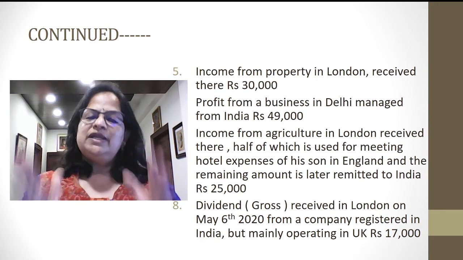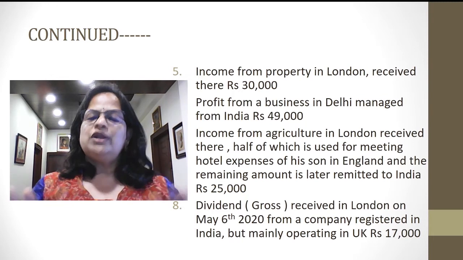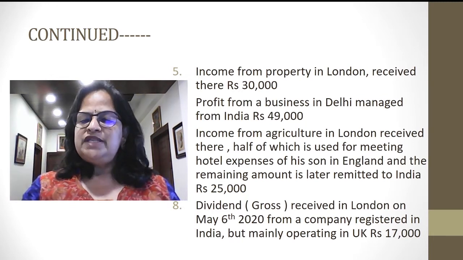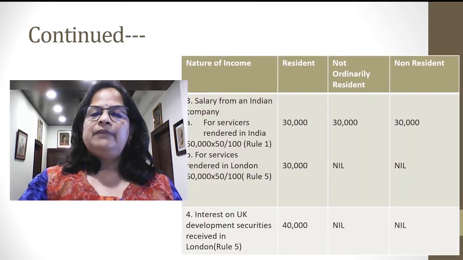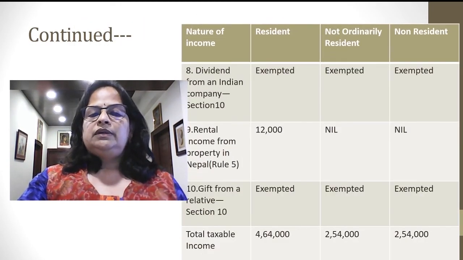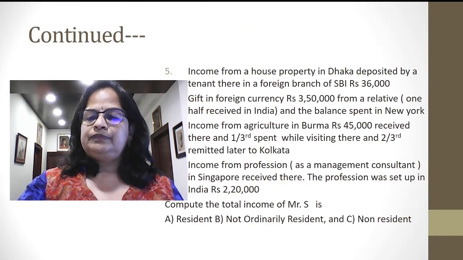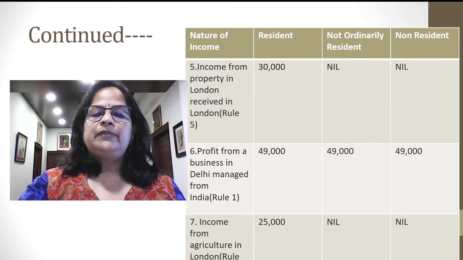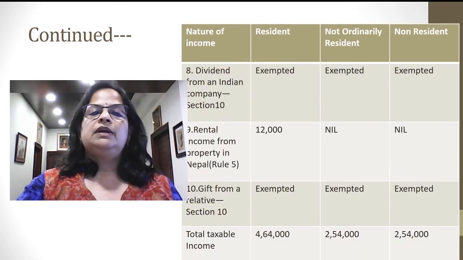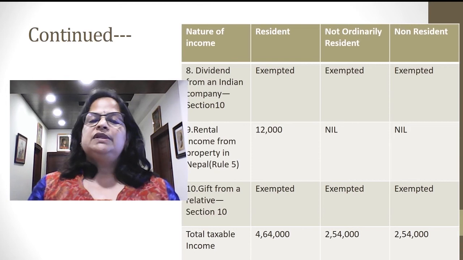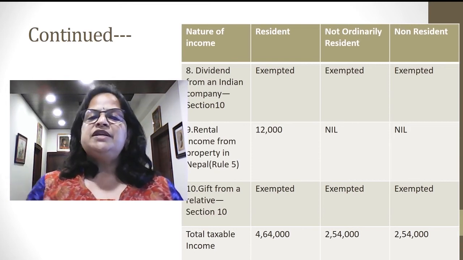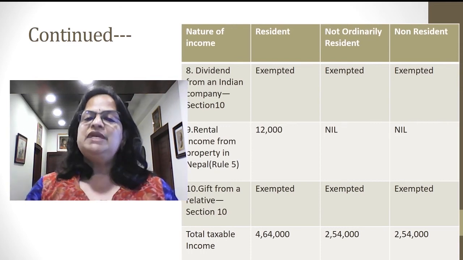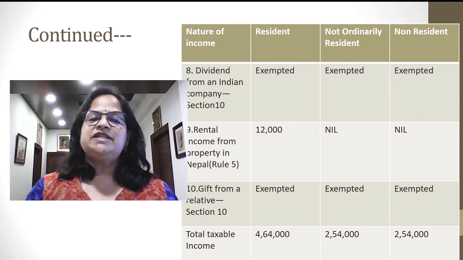So now you take the dividend within bracket gross. It has no relevance now. The only thing you have to remember, we have to take the gross dividend only. So 17,000. So here dividend from an Indian company, it is exempted under section 10. Exempted in all the cases. Please remember that it's exempted. We are not writing nil.